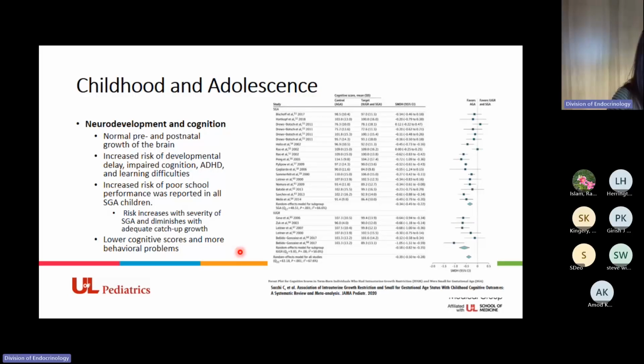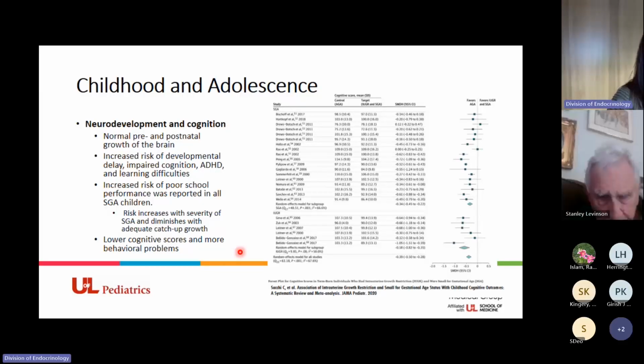They also have an increased risk of poor school performance, which has been reported in this patient population. And we know that the risk increases with the severity of the SGA. As they catch up and grow taller, that risk tends to decrease over time. So those that have better catch-up overall tend to have better developmental outcomes and school performance.